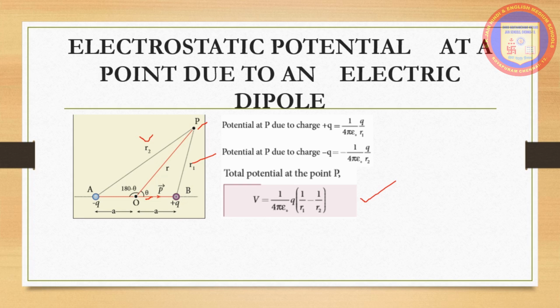Suppose the point P is far away from the dipole such that R is very much greater than A. Then the above equation can be expressed in terms of R. By the cosine law of triangle BOP, R1 square is equal to R square plus A square minus 2RA cos theta. Taking R square common from the terms, we have R1 square is equal to R square into 1 plus A square by R square minus 2A by R into cos theta.